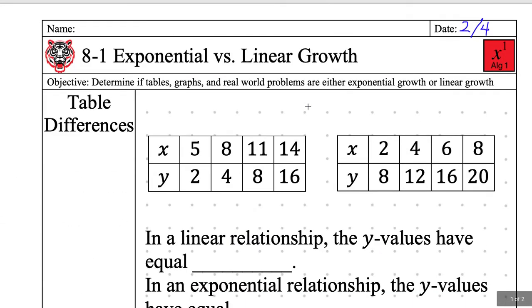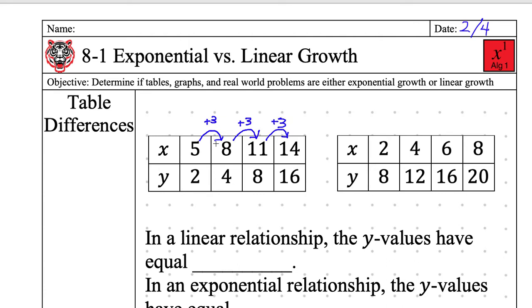So we've talked about linear growth before, and it's what happens when I have a constant amount in the x and the y. So if I am going from 5 to 8, I'm adding 3. If I'm going from 8 to 11, I'm adding 3. If I'm going from 11 to 14, I'm adding 3.